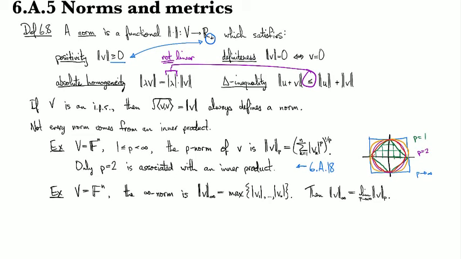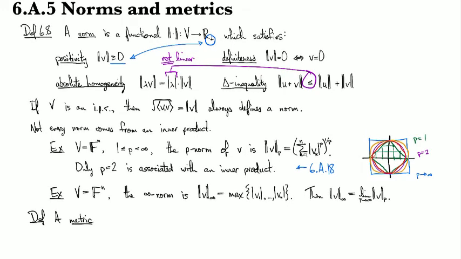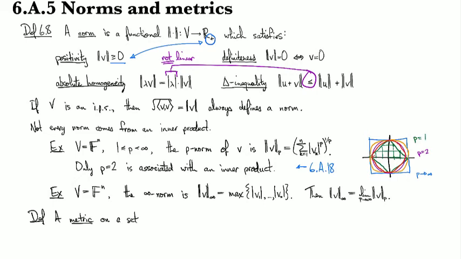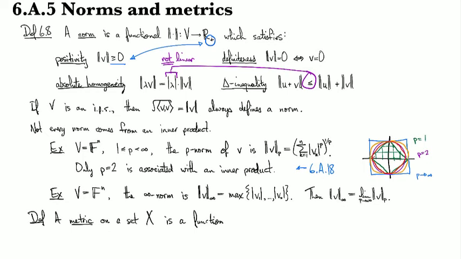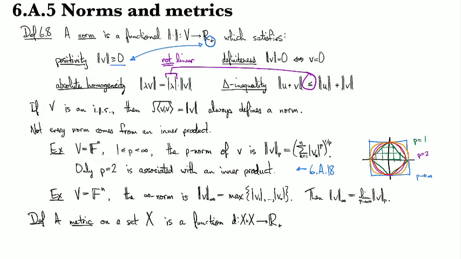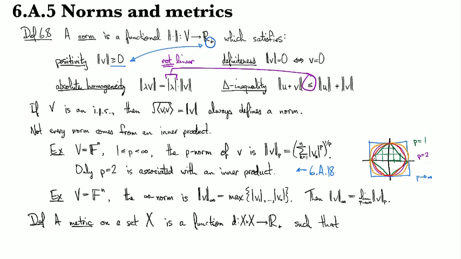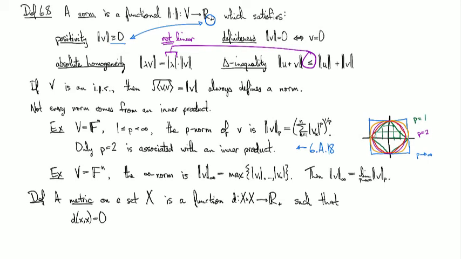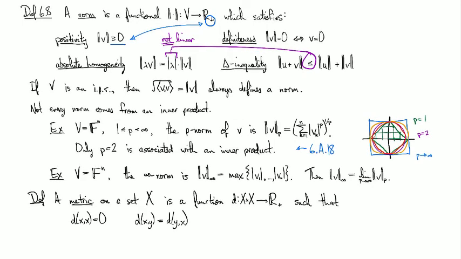Closely related to the idea of a norm is the notion of a metric. So a metric is a function that tells you how far apart 2 points are. So a metric on a set X is a function D, takes 2 arguments, 2 points, and it spits out a non-negative real number, and that's interpreted as telling you how far apart they are. And so in order for this to make sense as a notion of distance, it needs to satisfy a couple properties, namely the distance from a point to itself has to be equal to 0. The distance from x to y has to equal the distance from y to x. So no one-way streets allowed.